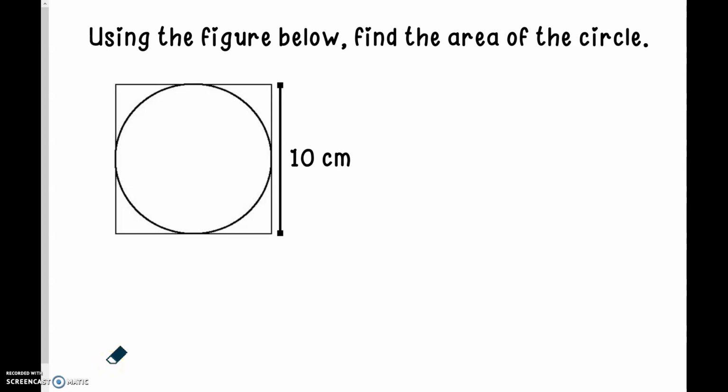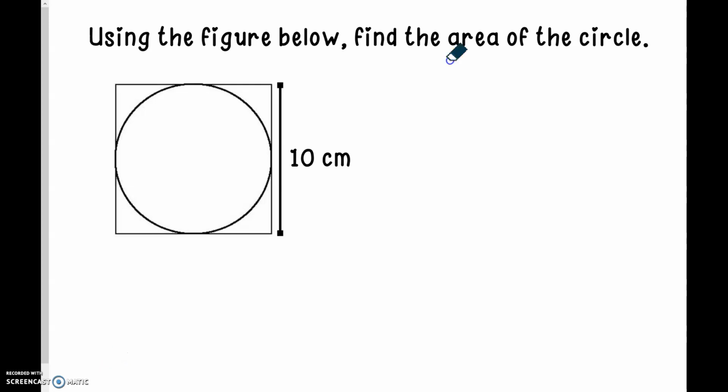All right, so let's go ahead and start practicing some irregular shapes, taking what we know about circles and applying them to some more unusual shapes. So this first one's not too difficult, but let's go ahead and give it a try. It says, using the figure below, find the area of the circle.